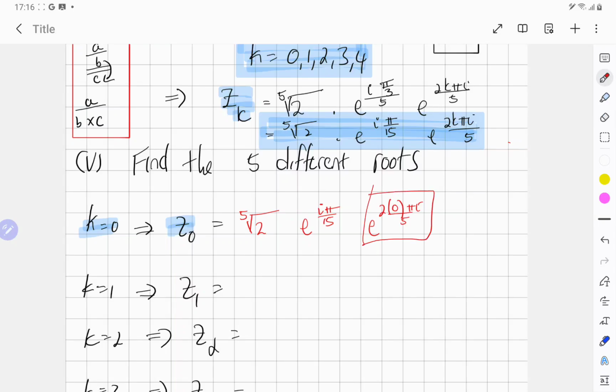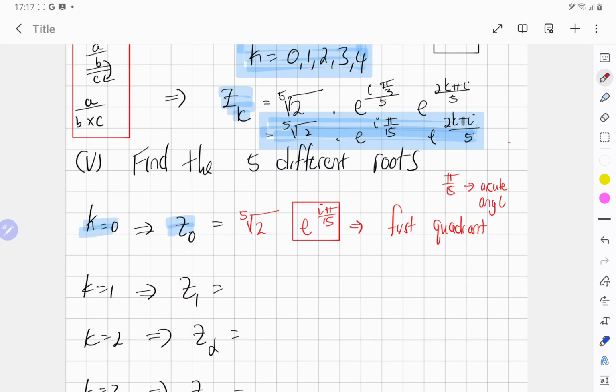This part we know is 1, so we can remove it. So there is our first root. And since pi over 15 is not a special angle, we can leave it like that. But how do we know when we sketch the roots that this is in the first quadrant? Pi over 15 is an acute angle since the denominator is bigger than the numerator.